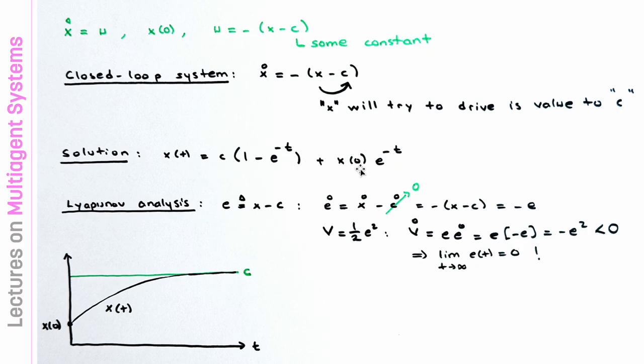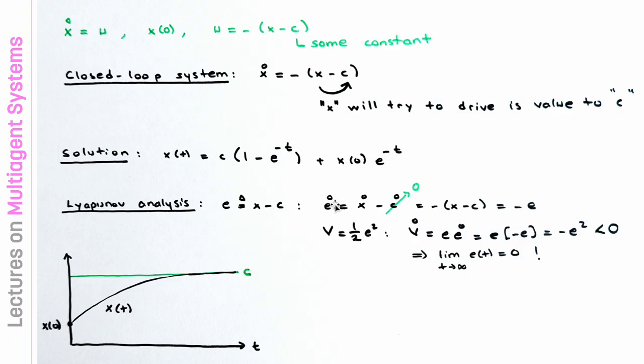The solution to the system looks like this. After some transients, which depend on the initial condition, will disappear, this term will also disappear. As t goes to infinity, x will approach the command c. And if you don't want to look at the solution, that's fine. You can look at the Lyapunov analysis. So construct an error. Since we engineeringly expect x to converge to c, we intuitively realize x will approach this command.